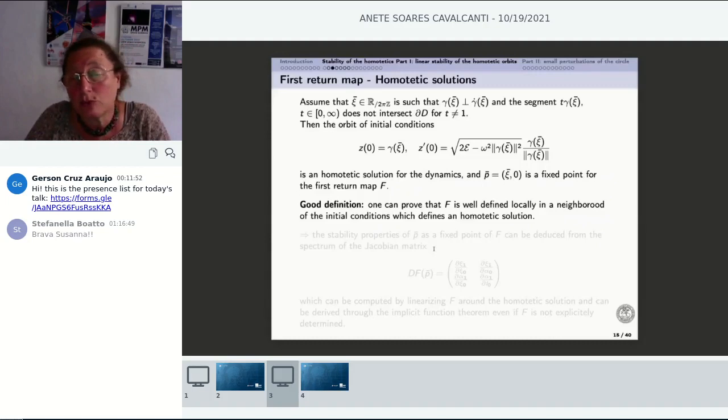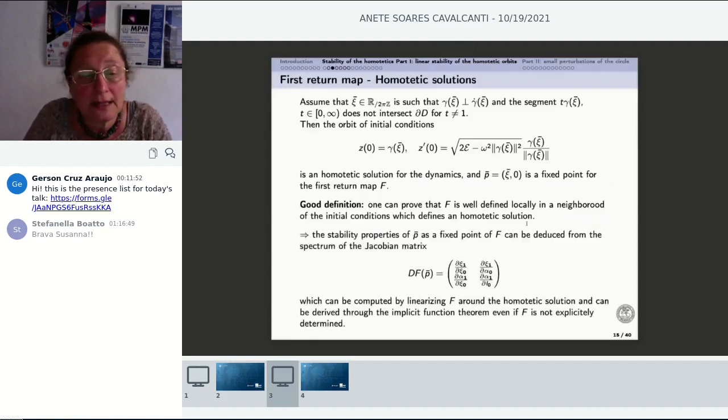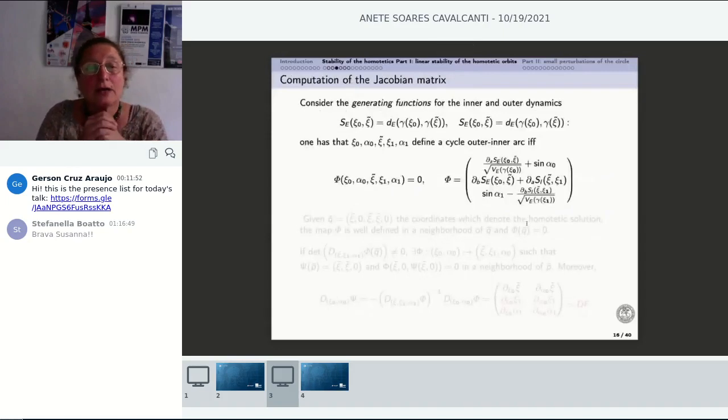At first we have to prove that the map is well defined locally in a neighborhood of this homothetic solution, and then the stability properties will be derived from the spectrum of the Jacobian matrix, which can be computed by linearizing the map F around the homothetic solutions. Okay, so to start with, we consider the generating functions for the inner and outer dynamics. What are the generating functions? They are just the distances with respect to the Jacobi metric inside and outside.